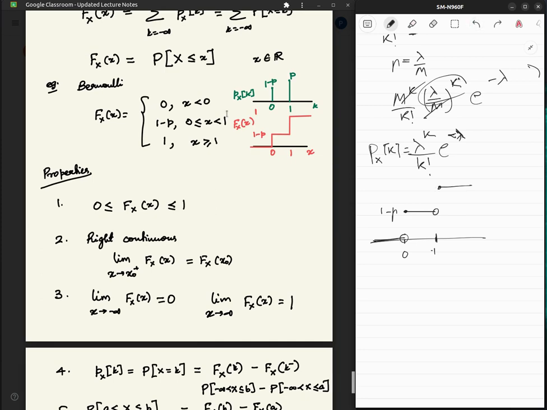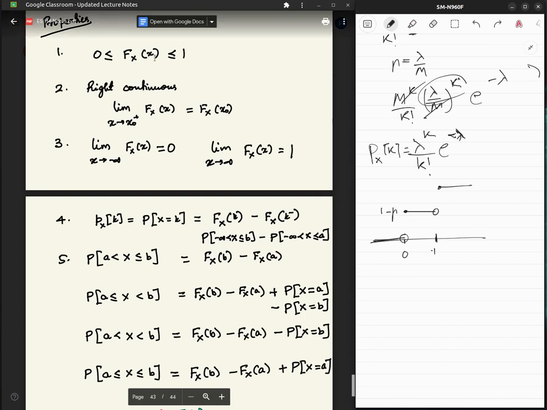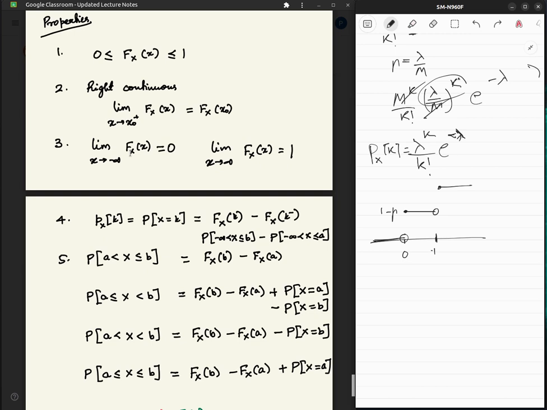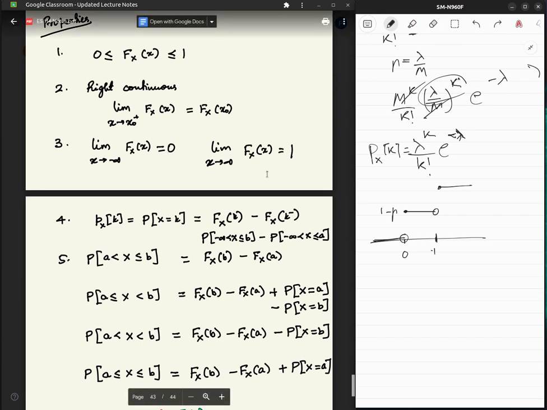Okay, properties. Yeah, okay, got it. It's right continuous. The limit as x tends to negative infinity is 0. Sure. That is, you're assuming x is a real number. Or it actually can go to negative infinity, but fine, whatever. It is 0 because you're not including anything. So, yeah. And at infinity, you're including everything, so it's gotta be 1.